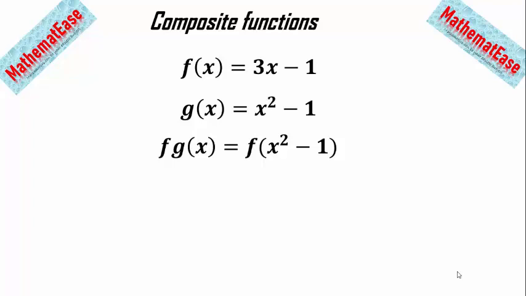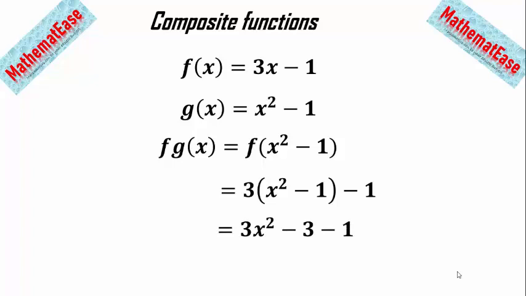Now remember that f of x equal to 3x minus 1. Now whenever I see x in that function, I will represent it with x squared minus 1. Therefore, f of g of x now will be equal to 3 bracket x squared minus 1 minus 1. Then I will simplify this. This will give me 3x squared minus 3 minus 1, which is equal to 3x squared minus 4.